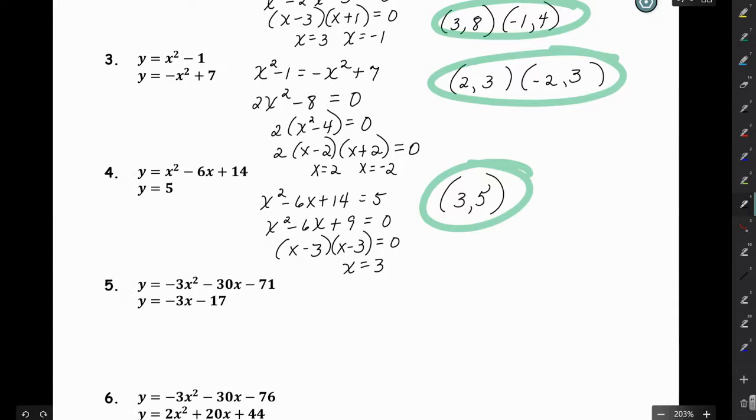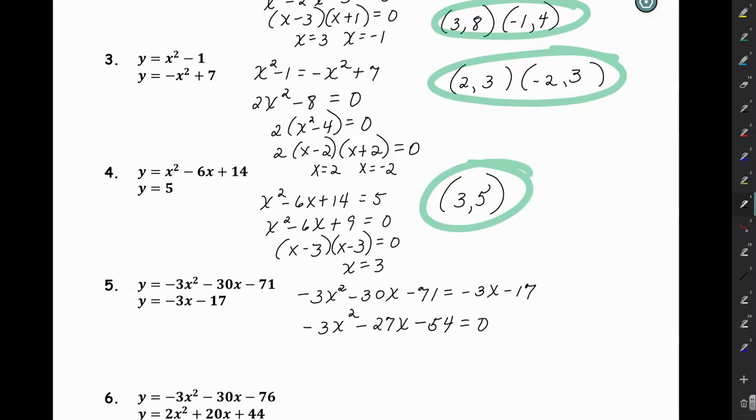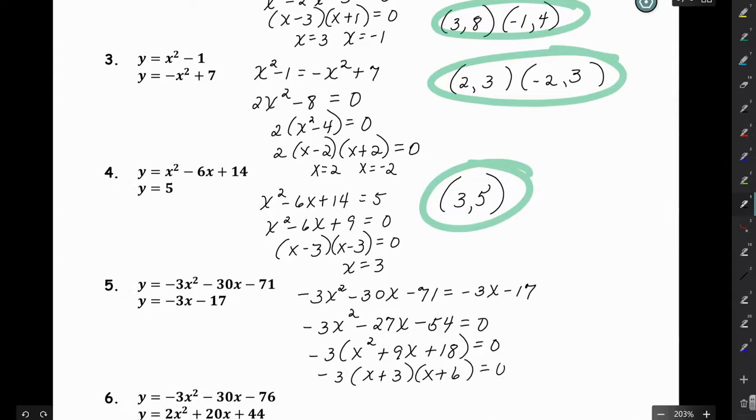Okay, 2 more. Set them equal to each other. Add 3x and add 17 to both sides. Now that doesn't look fun to factor, but I am noticing that I could pull out a -3, and that would make factoring much easier. And that factors to x plus 3 and x plus 6. So my solutions for x are -3 and -6.